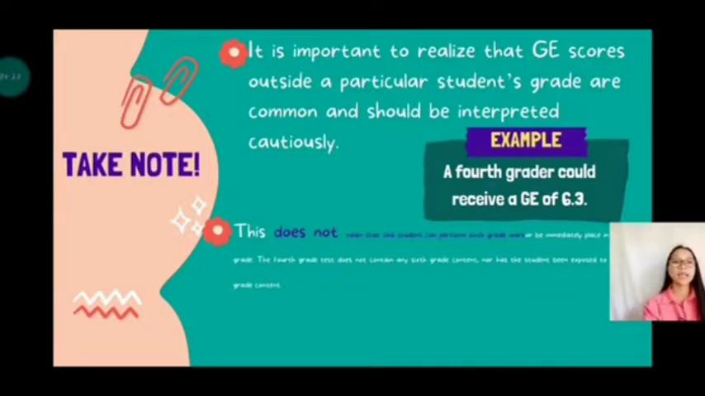Take note that it is important to realize that GE scores outside a particular student's grade are common and should be interpreted cautiously. That would be all for my topic.